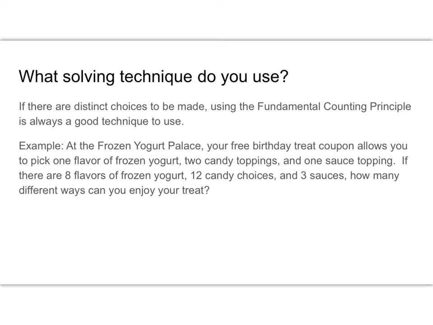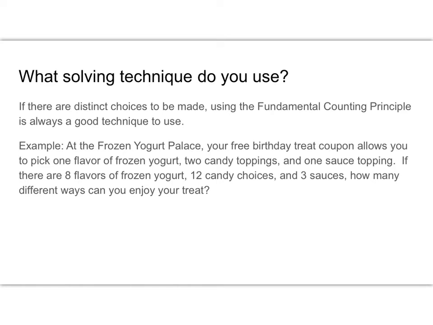So the biggest thing here is if you have several distinct choices to be made, then the fundamental counting principle is always a good technique to use. So if you're at the Frozen Yogurt Palace, you've got this birthday treat coupon that you're ready to cash in for some froyo, and hard to blame you. You've got a flavor of frozen yogurt that you're going to pick, 2 candy toppings and a sauce. If there are 8 flavors of frozen yogurt, 12 candy choices, and 3 sauces, how many different ways can you enjoy your treat?